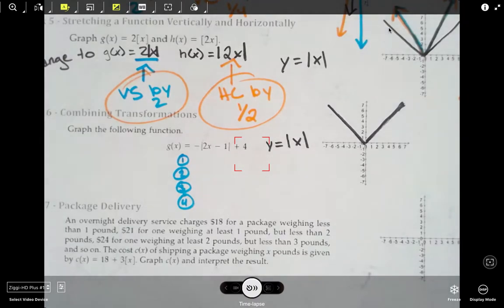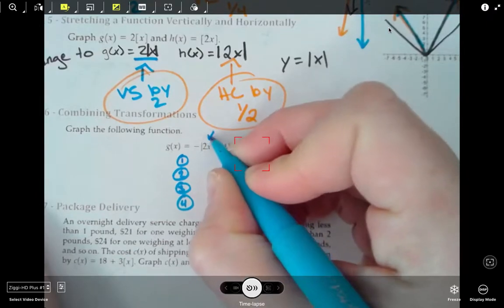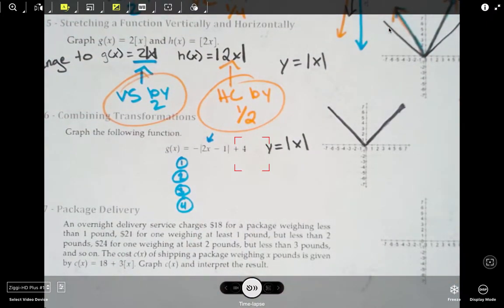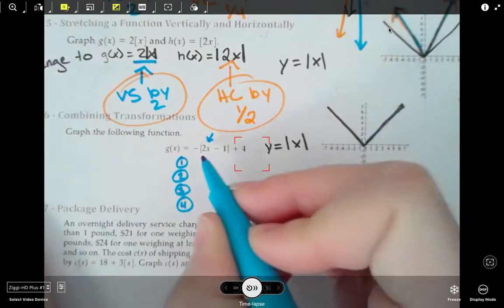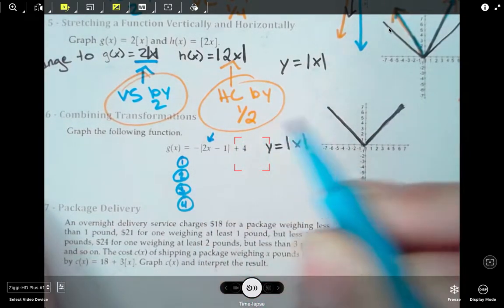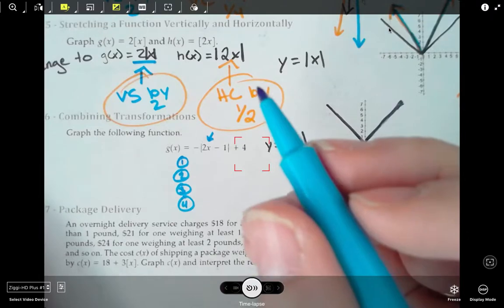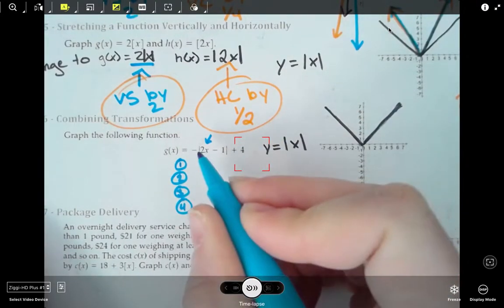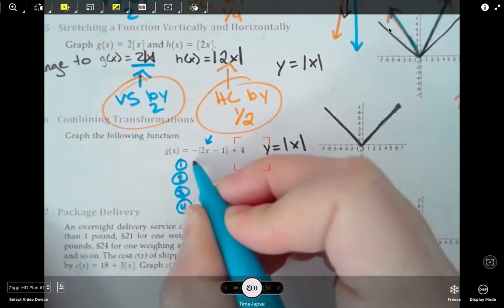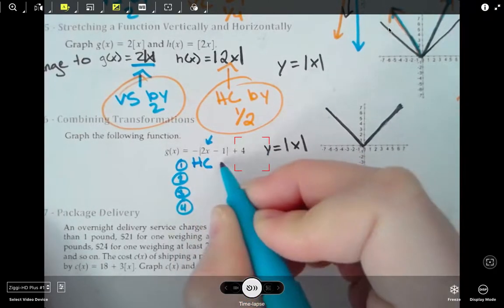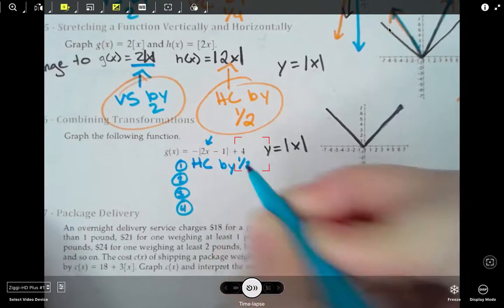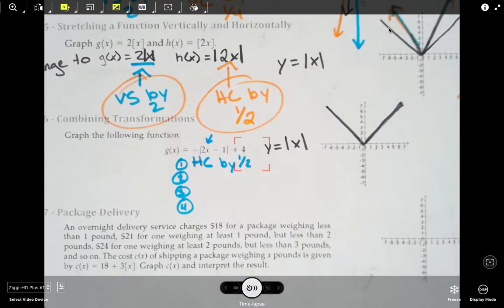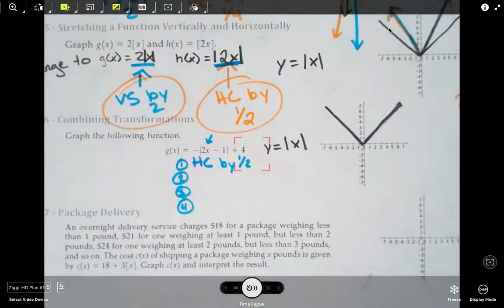Here is the rule. The x is right here. If I were to be plugging a number in for x, what would I do to it first? I would multiply it by 2, right? That is the first thing that's going to happen. So multiplying by 2, when it's on the inside of parentheses, is going to look like what? Horizontal compression by 1/2. That was the one we just did, right here. That's what he does.